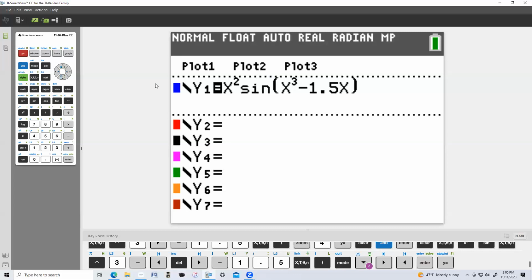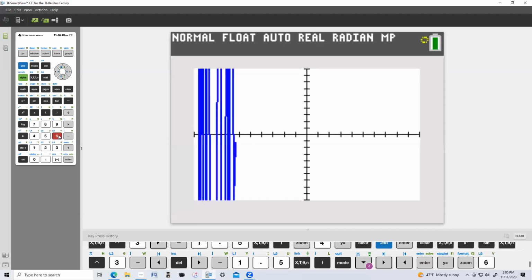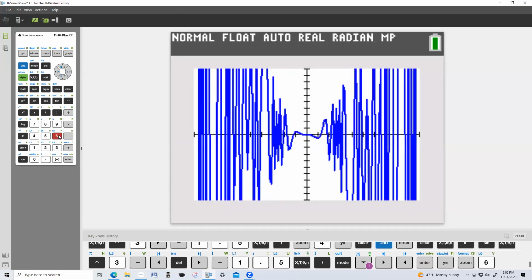So that would be zoom standard, which is zoom 6. Zoom 6 is zoom standard. If we look at that, that's what this function looks like. But keep in mind on your worksheet, for example 3, it says the time domain is only from 0 to 2. We have a lot of extra superfluous information here that has no bearing on the story.